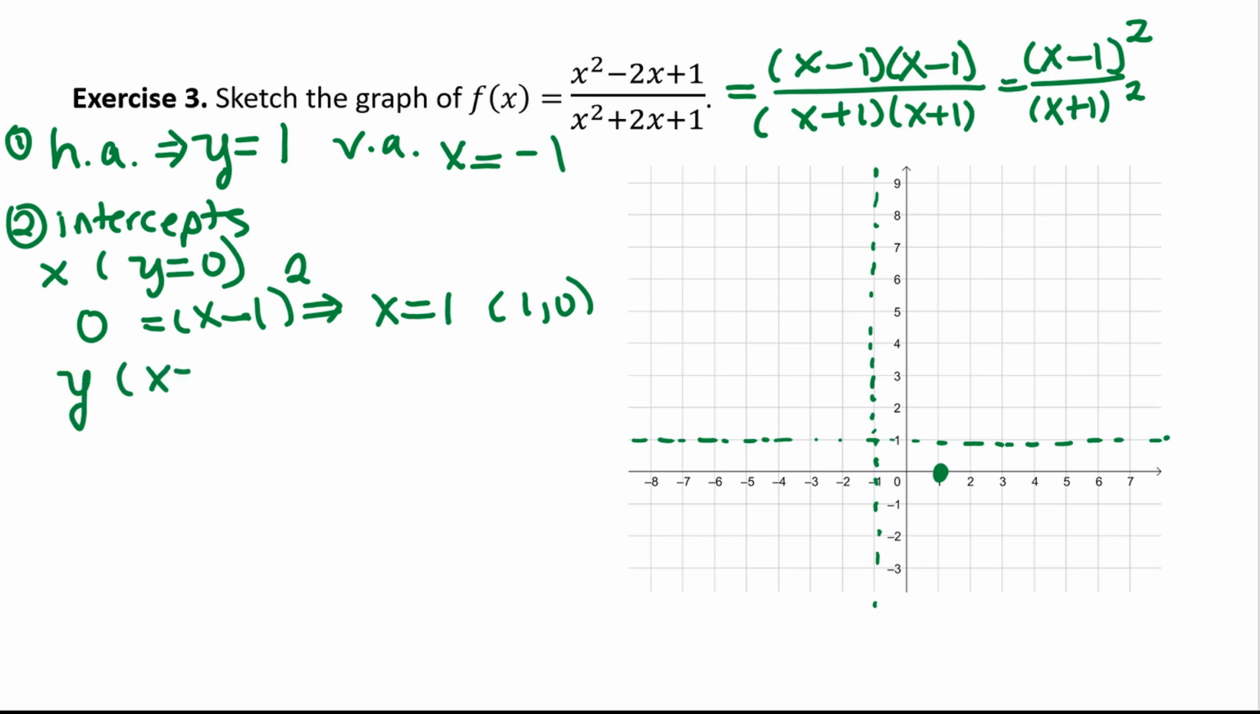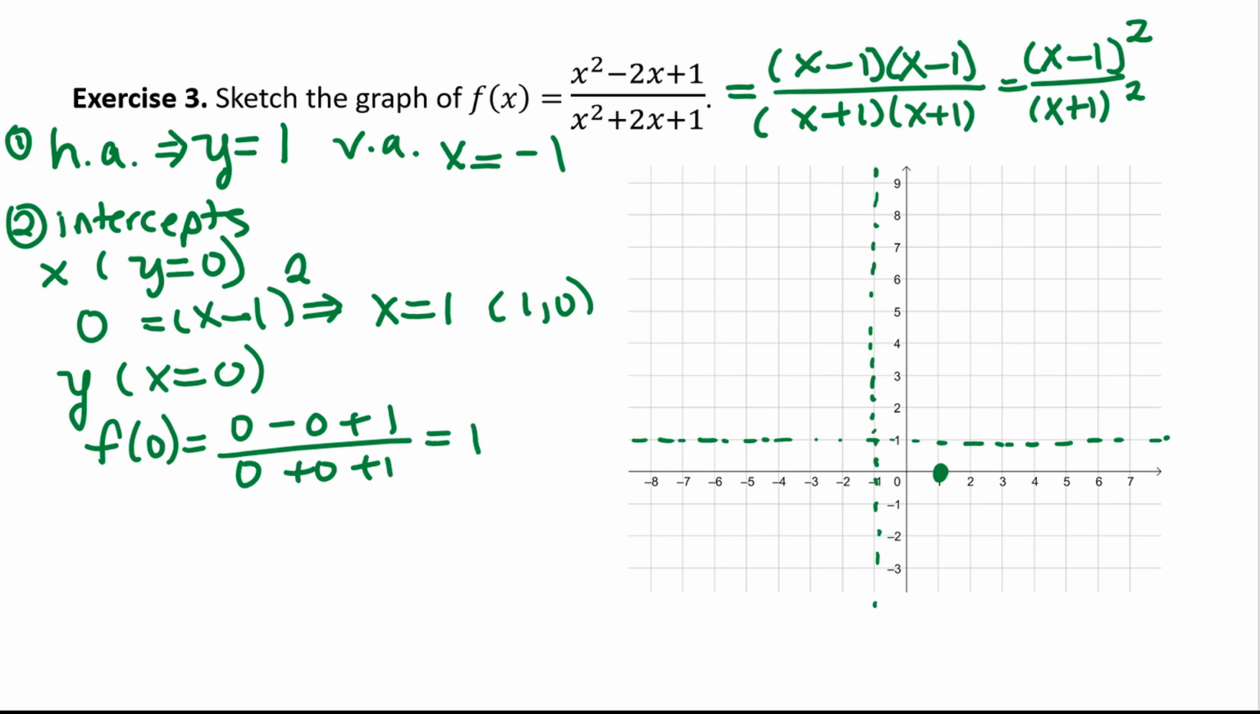And then let's solve for the y-intercept. The y-intercept is when x is equal to 0. When we solve for that, you can solve it wherever you want to. I'll just put it in the original. So f of 0 is equal to (0 squared minus 0 plus 1) divided by (0 squared plus 0 plus 1), which is 1. And so that ordered pair is going to be 0 for the x, 1 for the y value, and look at that, it is actually on the horizontal asymptote.